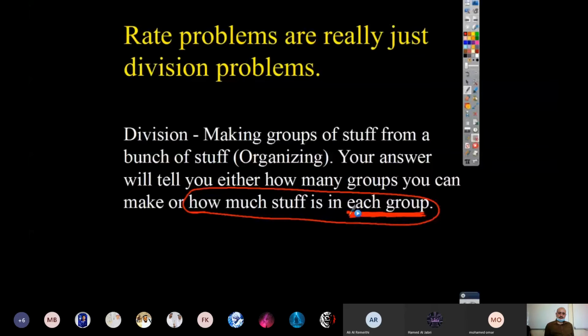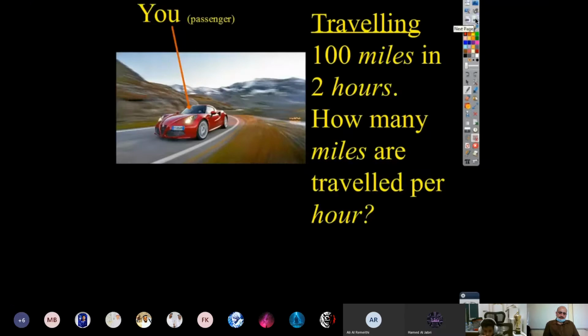So typically when you have a rate problem, you're going to know the total amount of stuff. It's going to be in one unit. And then you're going to know the number of groups, which is going to be a different unit, okay? And then you're going to divide those to figure out how much stuff is in each group, or one of those groups. So let's go back to the passenger problem.